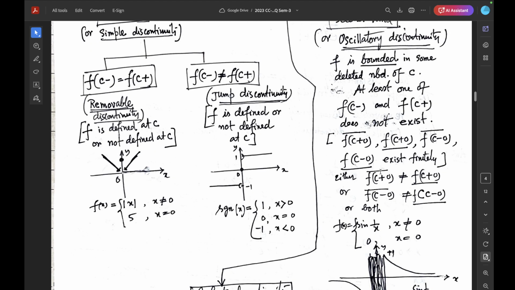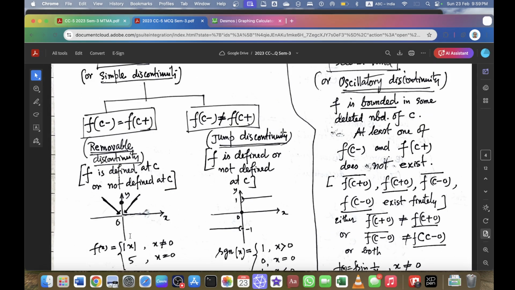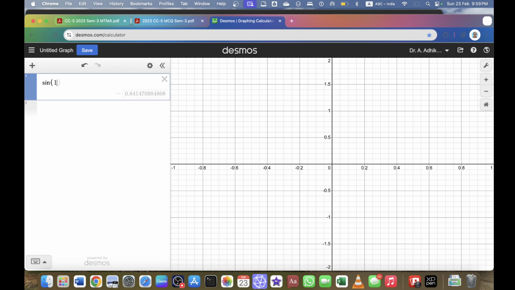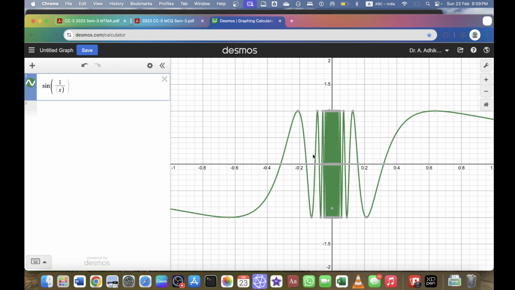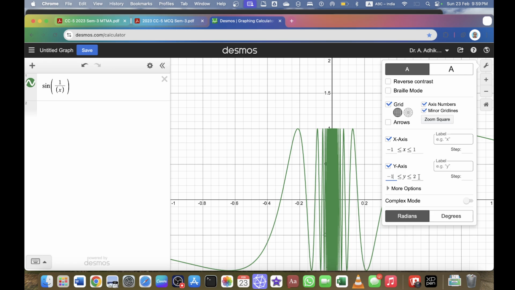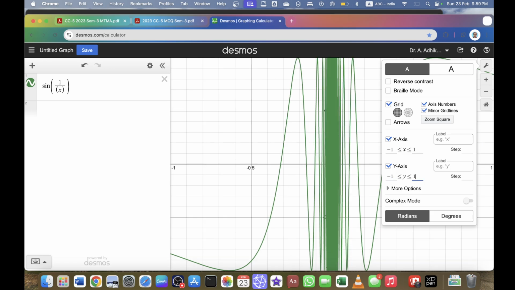So this type of discontinuity is oscillatory discontinuity. Actually, if we draw the graph of sine 1 by x, this is a beautiful function, this is 1, this is minus 1. If we expand this, it oscillates between the limits minus 1 to 1.